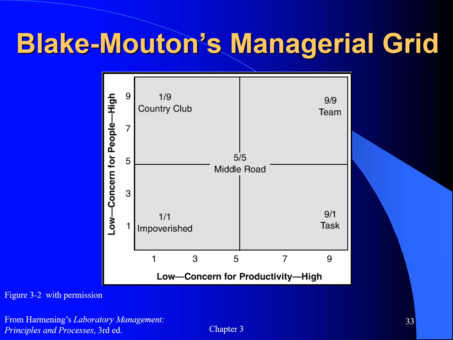A 1,1, or the impoverished, would be characteristic of a low-profile manager who exerts minimal effort to get the job done and has minimal contact with others. The 5,5, or the middle road managers, tend to maintain a satisfactory balance between the need to get the work done and the morale of the people doing the work.